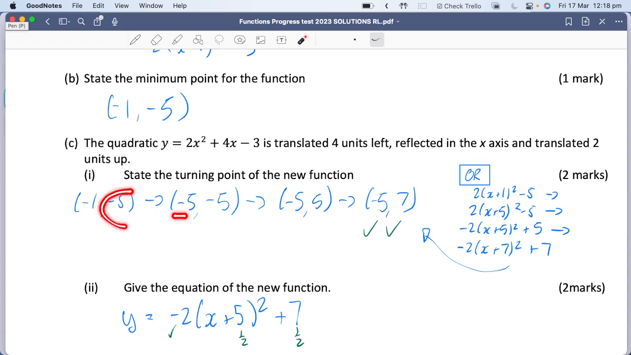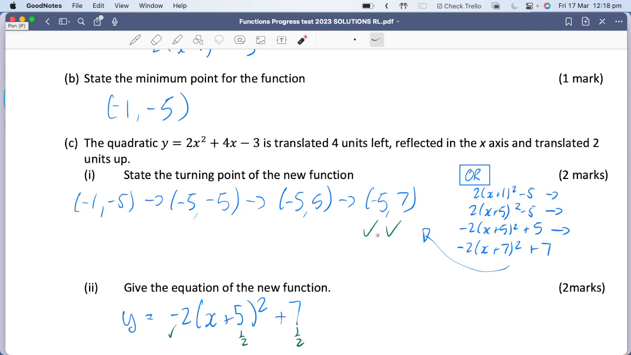My -5 here stays the same because this was a transformation of the x, not a transformation of the y. Reflected in the x-axis. So in the next one here, my -5 stayed the same. In the x-axis means it's a flip, a vertical flip. So the -5 now becomes a +5. So that's that done. And then the last one, translated 2 units up. So my 5 then becomes a 7. Order is important, and you just transform the point.